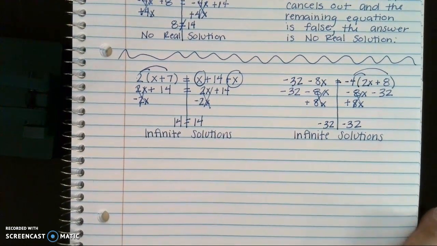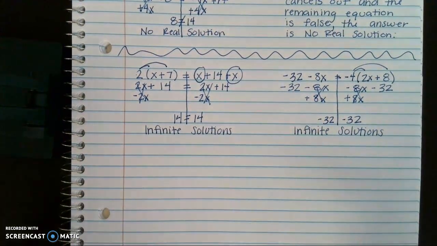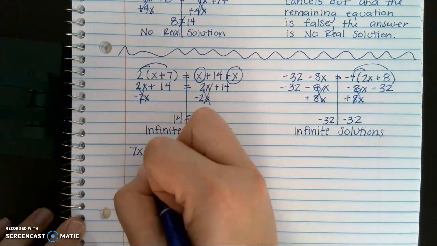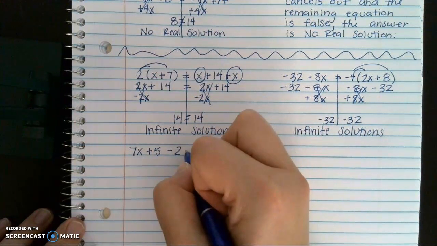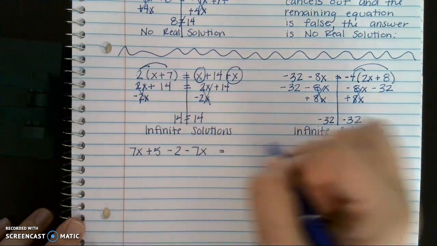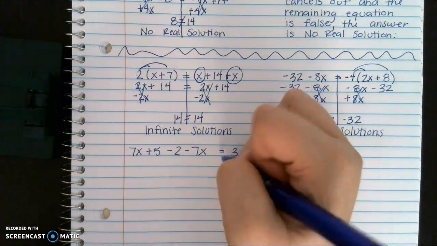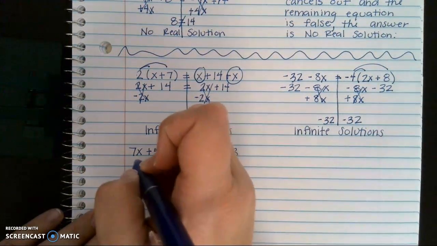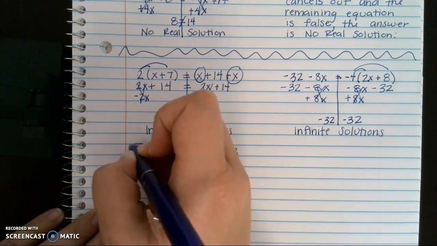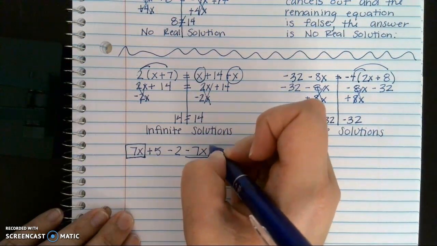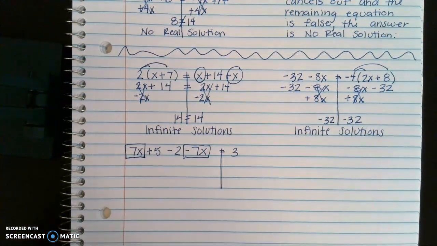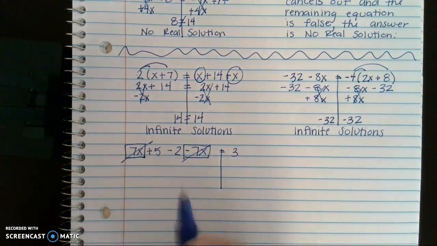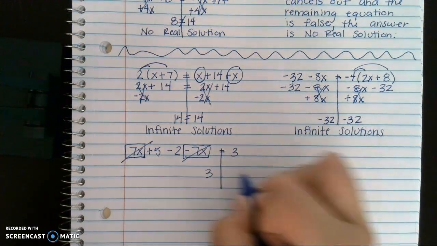It'll still work out. All right, well, let's do one more just to see if we've got it. 7x plus 5 minus 2 minus 7x equals 3. Okay, line down my equal sign. First thing I want to do is combine my variables. 7x minus 7x, that goes away. That goes to 0. 5 minus 2, well, that's 3.